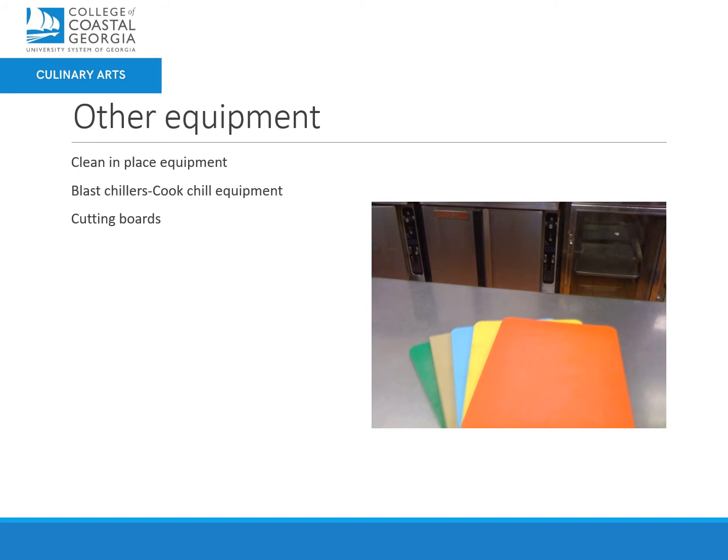And it's a clean-in-place piece of equipment, meaning you can't take it apart and put it in a sink. So it has to be designed such that you can run chemicals through it or soap and clean it in place inside and out. We have things like blast chillers and cook chill equipment. And these are pieces of equipment that are designed to heat food and cool food to a safe temperature all in one process. And then with cutting boards, a nice rule of thumb is whenever possible, is that you should color code them.